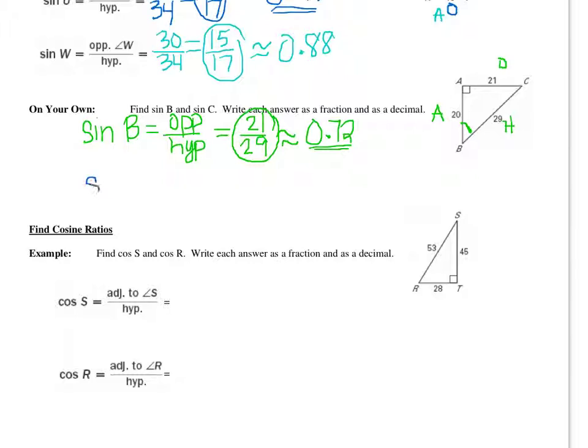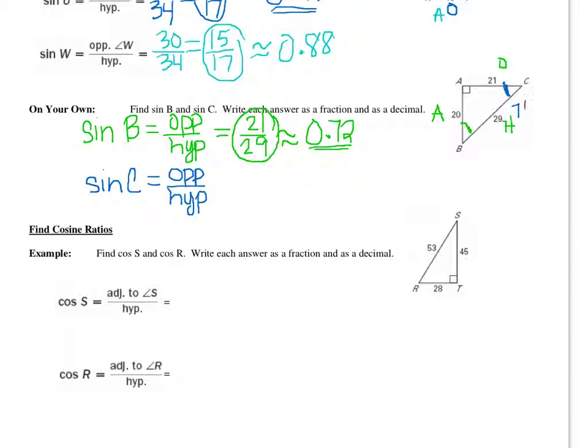Now let's find the sine of angle C. And sine of any angle is the opposite over the hypotenuse. So angle C on my picture is right here. I'm going to highlight it in blue. And I'm going to label my opposite, adjacent, and hypotenuse when the angle that I'm looking at is angle C.